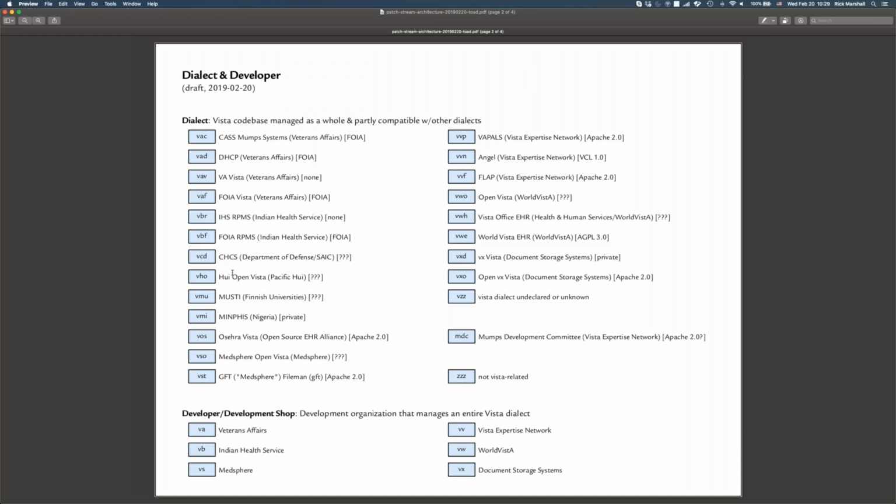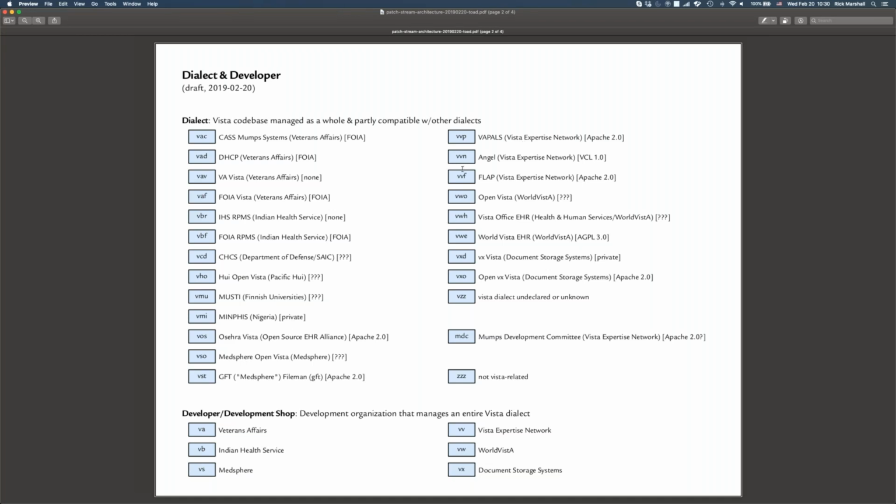Some of these others got names like Hui Open Vista got the HO because Hui Open. Musti and Minfis, which are related systems that started out in Finland and then migrated and took root in Nigeria, they got the VM. OSEHRA, I gave them the O and the S for open source. MedSphere got the S from Sphere, and they have at least two distinct dialects that we have to distinguish: the one that they're running at their sites, and then what George Timpson calls MedSphere FileMan, which is what he develops, in which the FileMan is not actually identical now either to the VA version or to the MedSphere version, so it needs its own distinction.